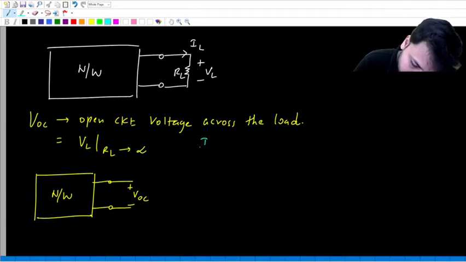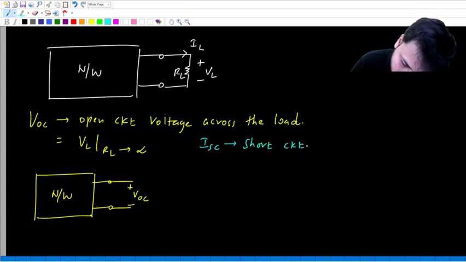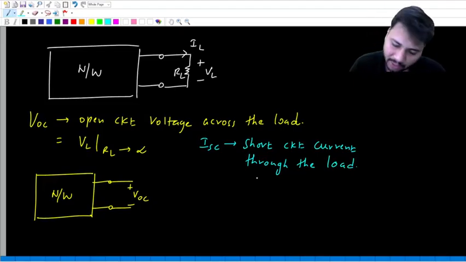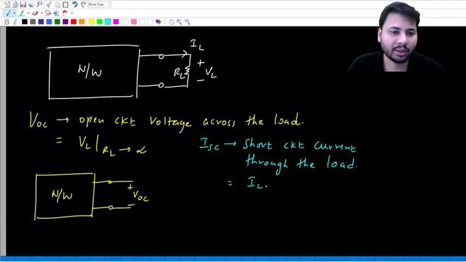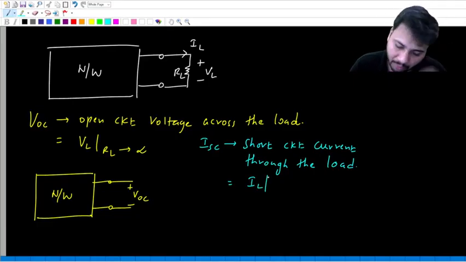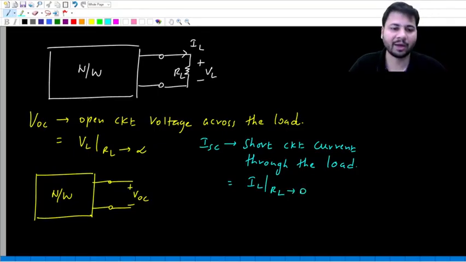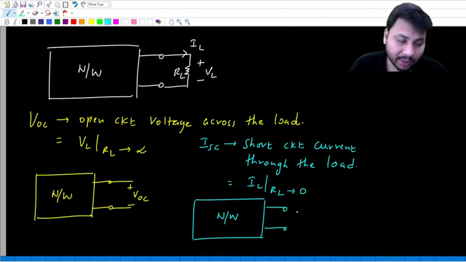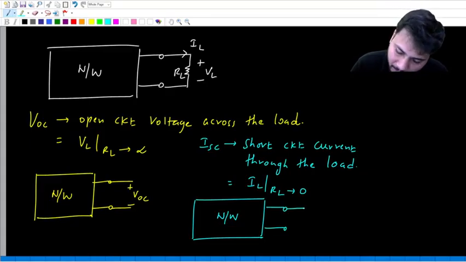Okay, and then ISC. It is the short circuit current through the load. It is the load current, or the current through the load, when RL becomes a short circuit. When does RL become a short circuit? When the value of RL tends to 0. So this time the overall circuit will look like this. Again we have the same network, the box, and outside this network we have connected RL. This time this RL will become a short circuit, and some current will flow in this short circuit.